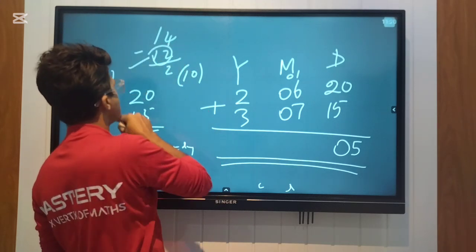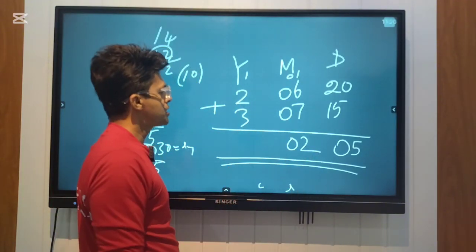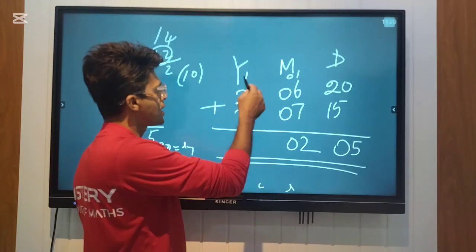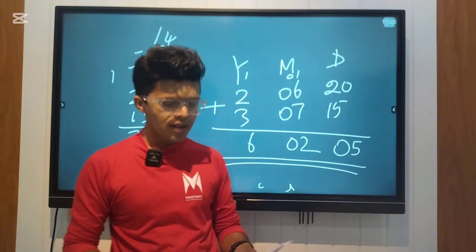Here 12 months means 1 year. You need to write this 2 here. Then 1 is written here, and 12 months means 1 year. So 1 plus 2, 3 plus 3, 6. The answer is 6 years, 2 months and 5 days.